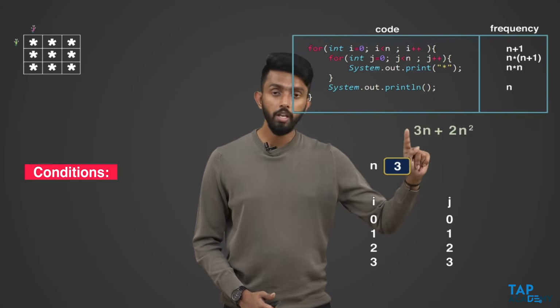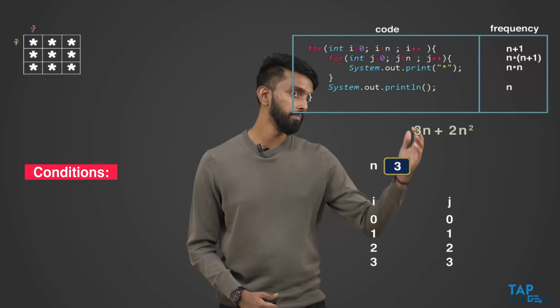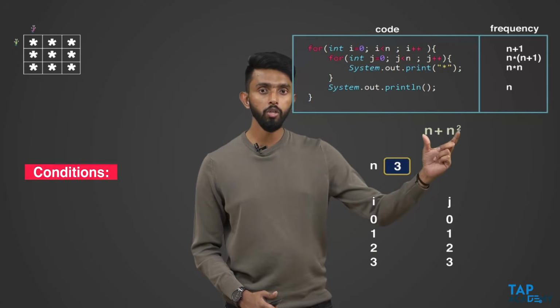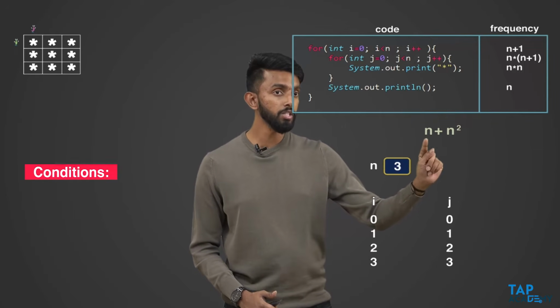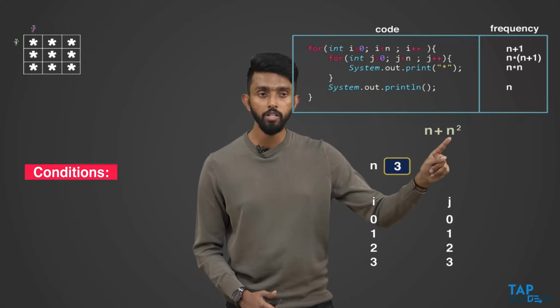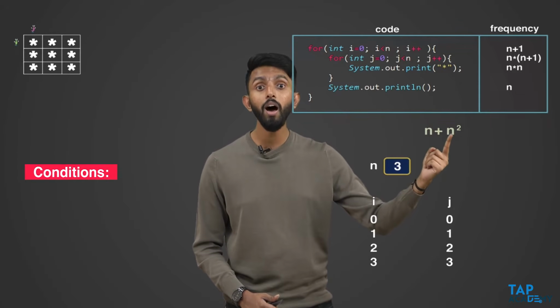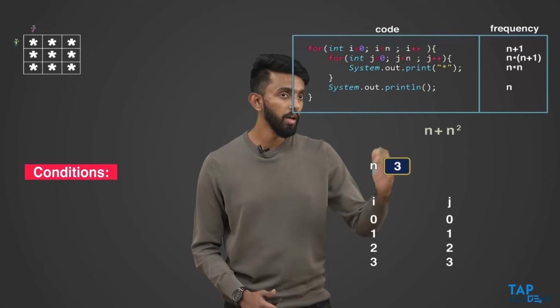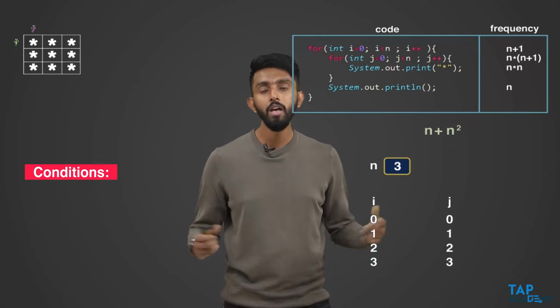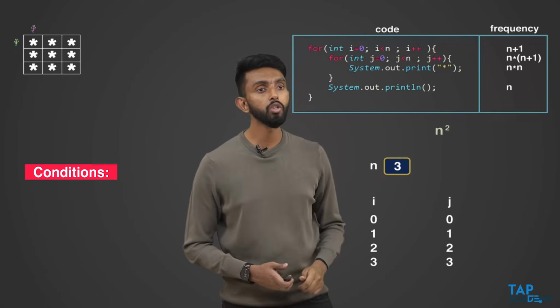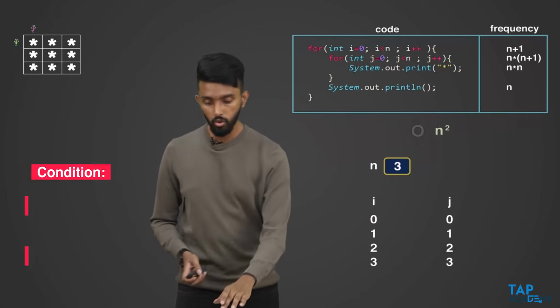Again constants came, eliminate them. I am eliminating them. Now it is only n plus n square. Tell me which is the higher order term, n or n square? N square. Remove the lower order terms, retain only the highest order term, which is n square. And hence only n square remains. And how are you going to represent this? Big O of n square.